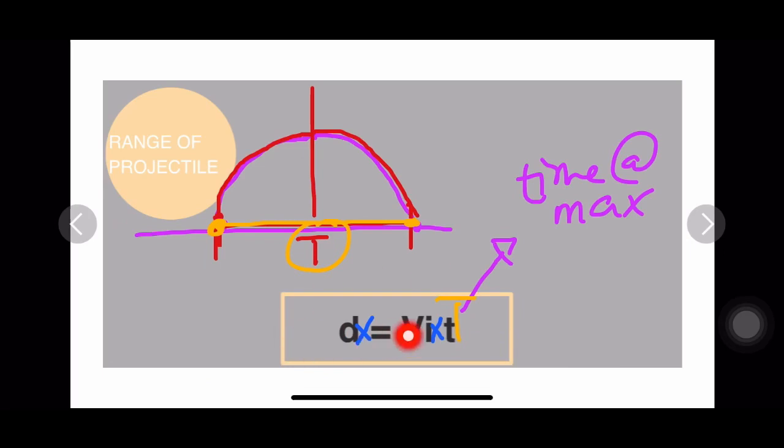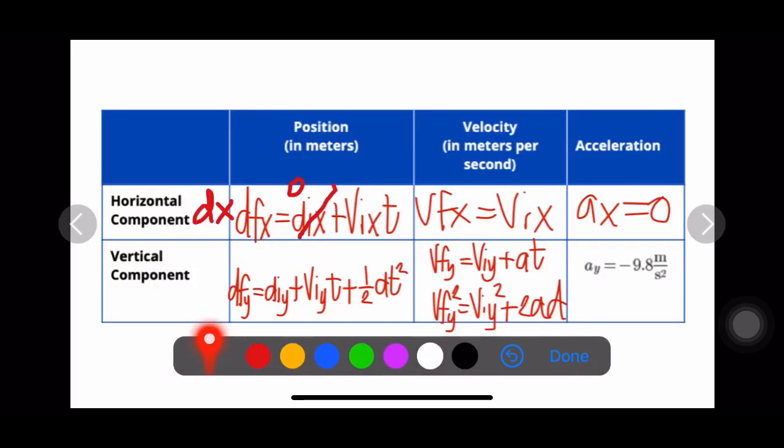Okay, dx is equal to vix times t. And for the velocity along the horizontal component, the final velocity is equal to the initial velocity. So this will also be called Vx. So Vfx is equal to Vix, not plus, but rather Vx. They're equivalent with each other. And lastly, the acceleration along the horizontal component will be 0, because the object is going downwards, so there is a free falling motion. That's why the acceleration will be due to Earth's gravity.